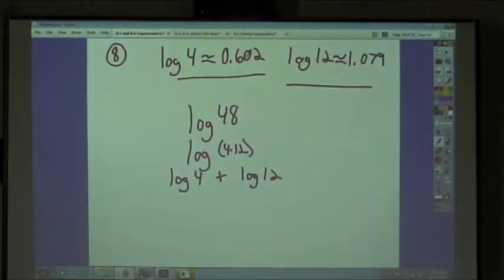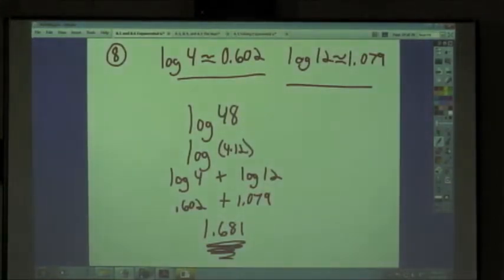And so you can take this 0.602 is what this is, and this right here, 1.079, and add those two together. And some of you might be able to get this without a calculator, some of you might not be able to, but you're going to get 1.681 when you add those two together. And what it does is it gives you the ability to break it down into two parts that you do know using those expanding logarithms that we've talked about.